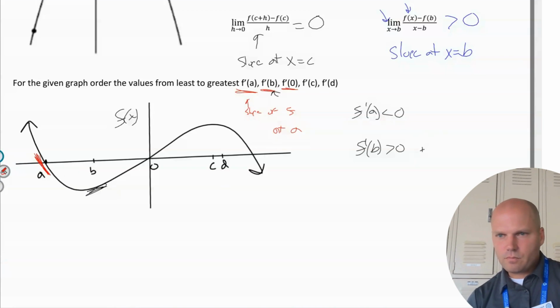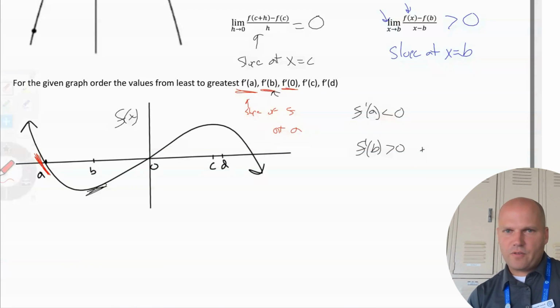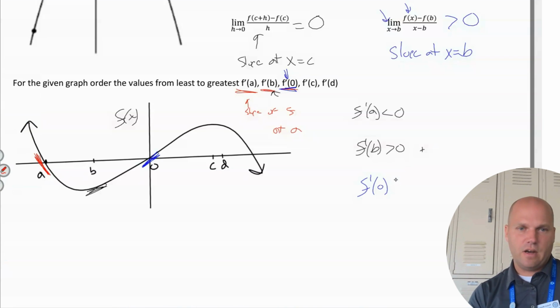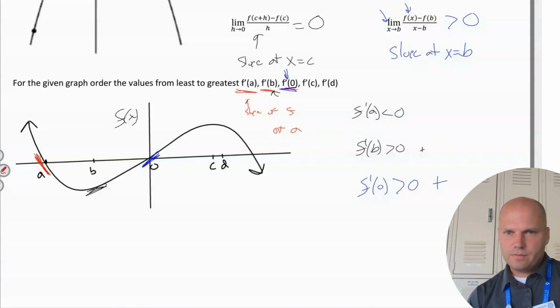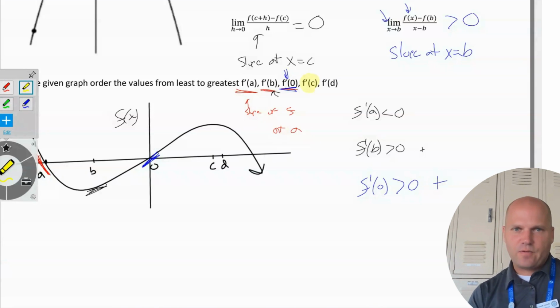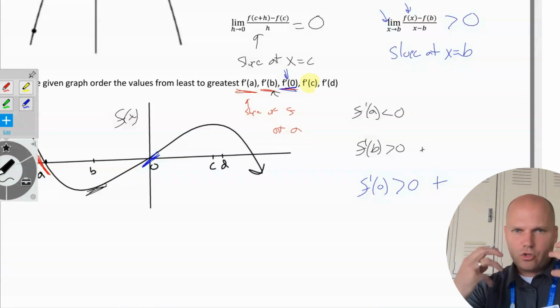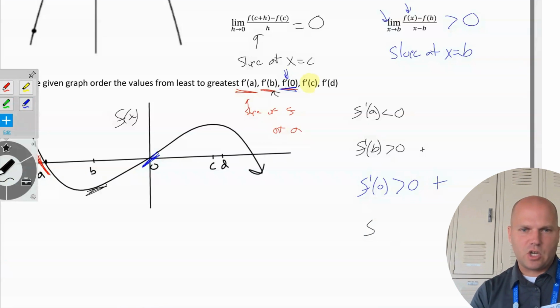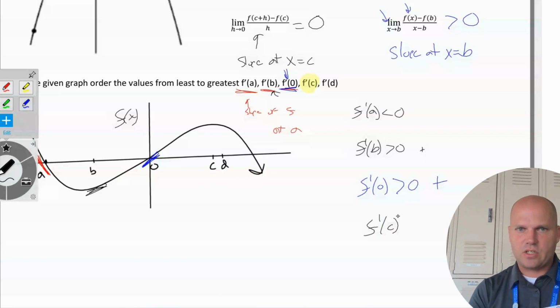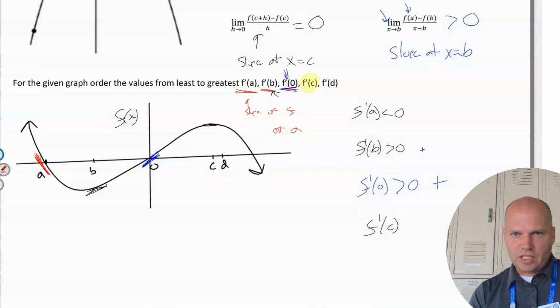Small positive. What is the slope of f at 0? The slope of f prime, translated to the slope of f at 0, is more positive. It's bigger positive. What is the slope of f at c? F prime translates to the slope of f. The slope of f at c, the derivative of f at c, the instantaneous rate of change at c looks like it's 0.